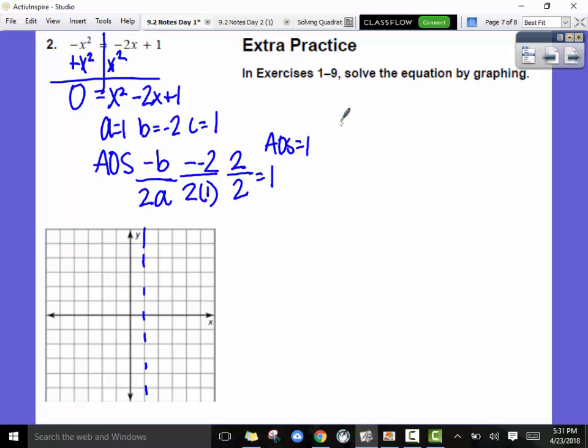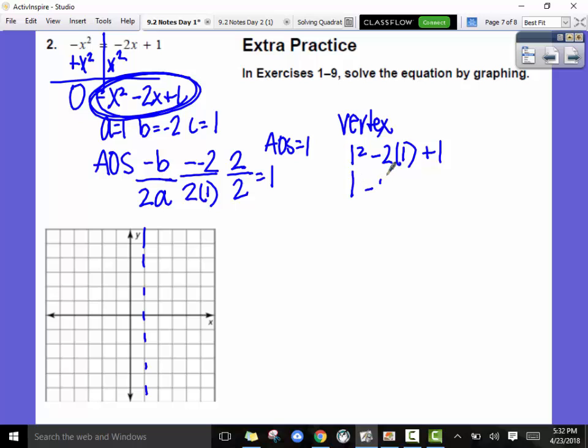Now on to the vertex. Plug in 1 into my equation. So 1 squared minus 2 times 1 plus 1. And again, I'm using that equation right here that's in standard form already. The other one, I'd have to do a lot of shifting around and solving. So 1 squared is 1, minus 2 times 1, which is 2, plus 1. 1 minus 2 is negative 1, plus 1 is 0. So my vertex then is 1, 0. 1 from the axis of symmetry with x, and 0 from what I just solved.